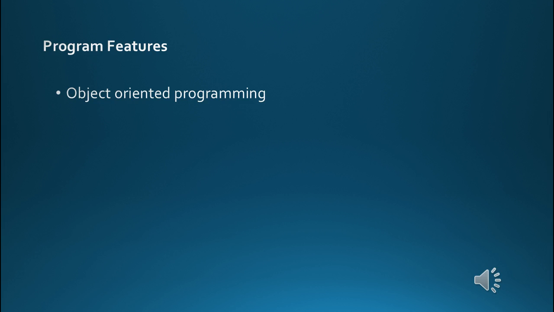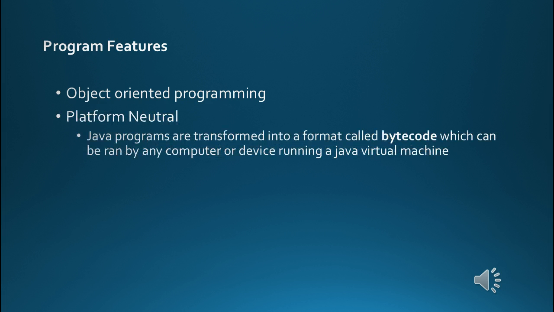Next thing I want to talk about for program features is it's platform neutral, meaning that any device that can run a Java virtual machine can run your Java program. So you write the program, your source code, once, and then you can run that on many platforms. It's one source code, lots of different platforms. If you're running a Mac, a PC, a smartphone, or any other type of device that can run a Java virtual machine, you can run your Java programs. What happens is we take our source code, we code, that gets formatted into bytecode, and the bytecode is the actual code that gets run on the virtual machine.